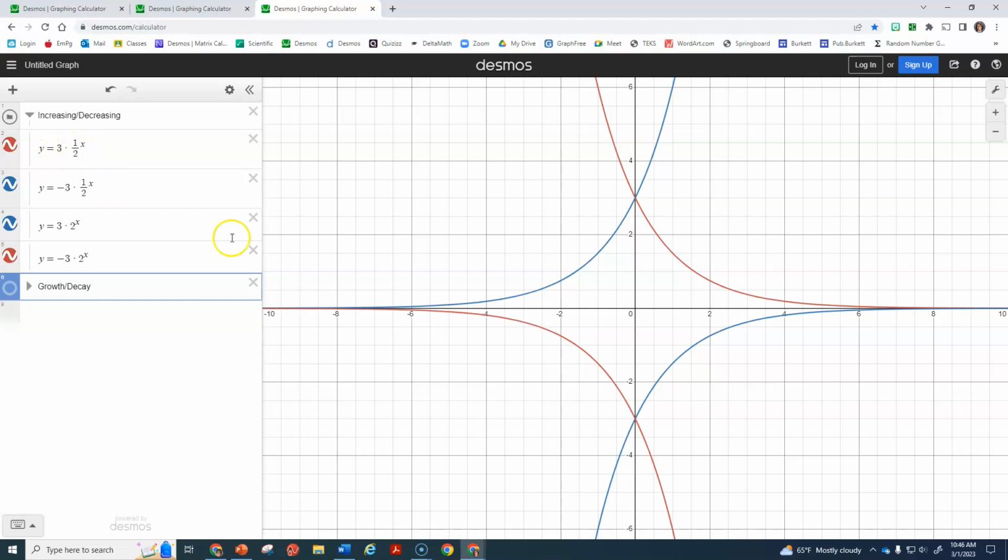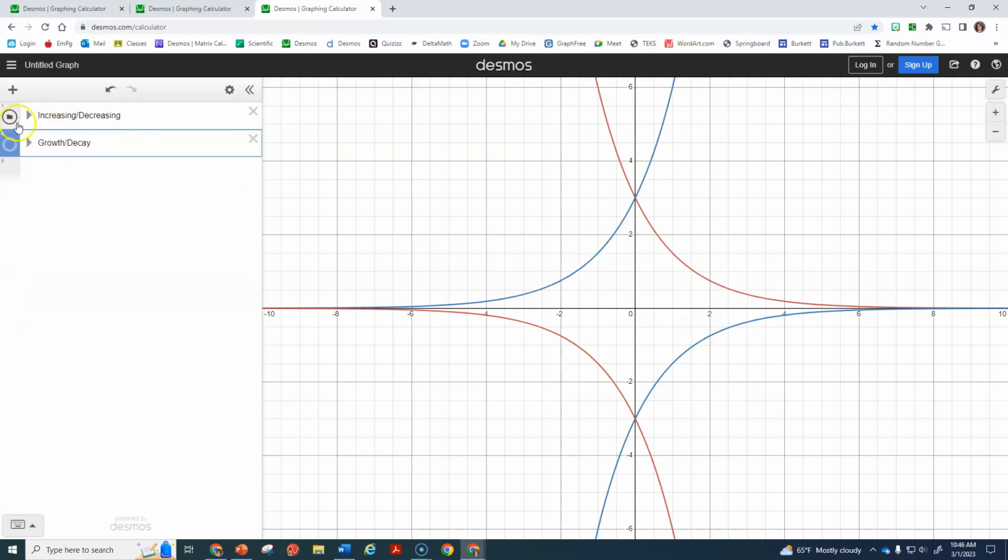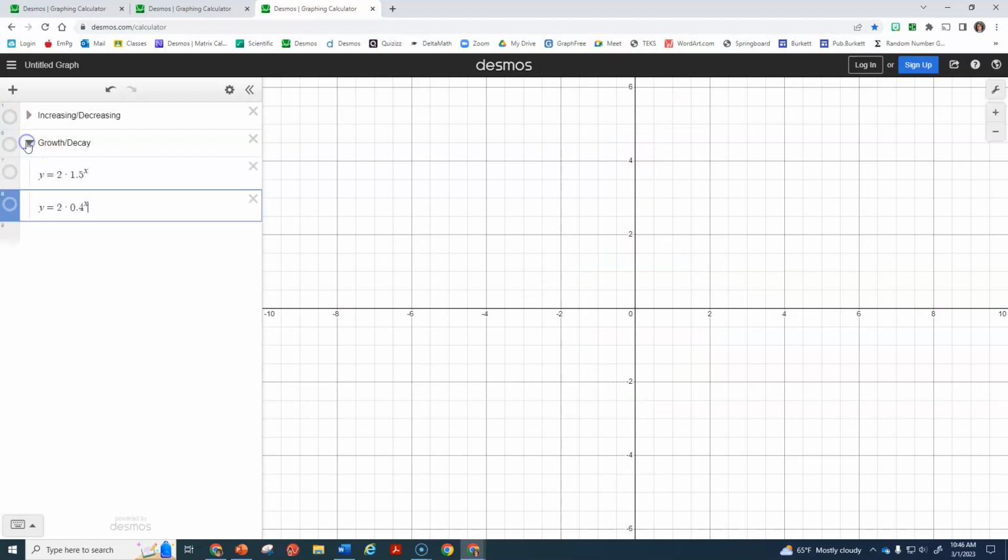We've looked at a values and b values, and how they behave on the graph, increasing or decreasing. We have also looked at equations to determine if we have growth or decay. You can see that in this equation, the b value, the base of the exponent, is a number that's bigger than 1. And since it's bigger than 1, we have exponential growth. And then because we have a b value right here that's a number between 0 and 1, we have exponential decay.